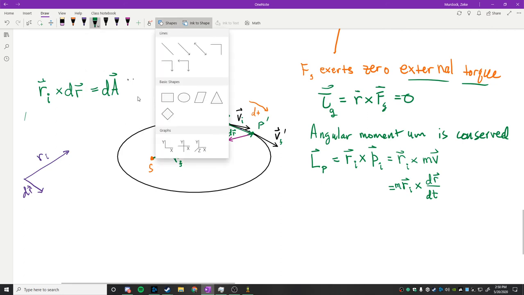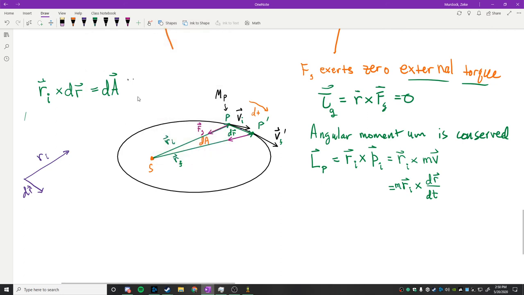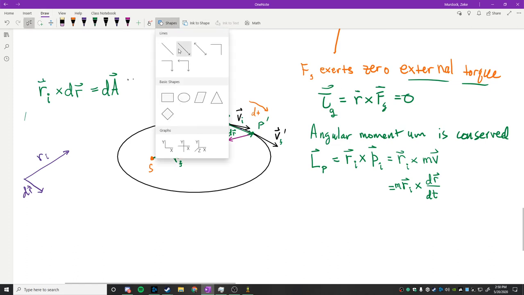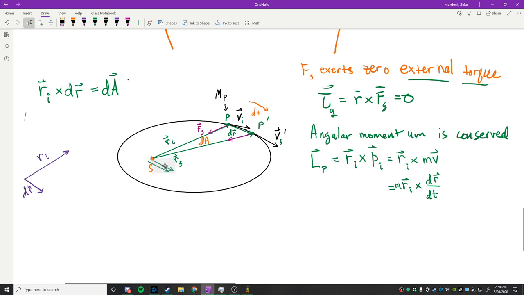We could even copy it if we want to. I'm moving dr over to here. That kind of looks like dr, right? When you do this, you basically form a parallelogram. I'm going to draw it over here. It looks something like this. This side is still dr, and that side's r sub I, right? Now, suppose this angle here is phi.